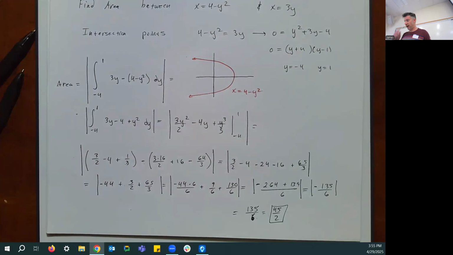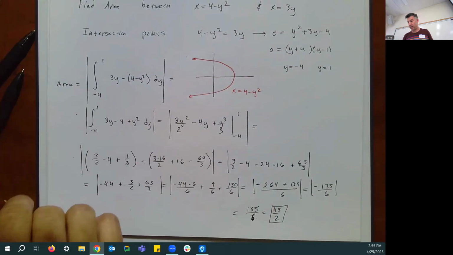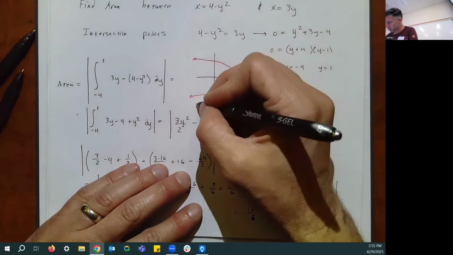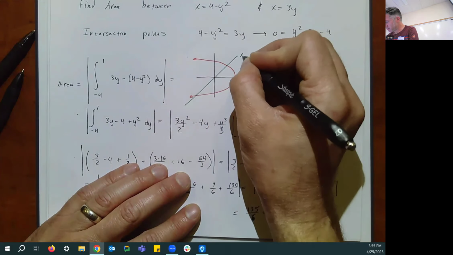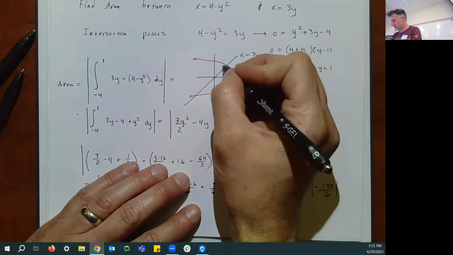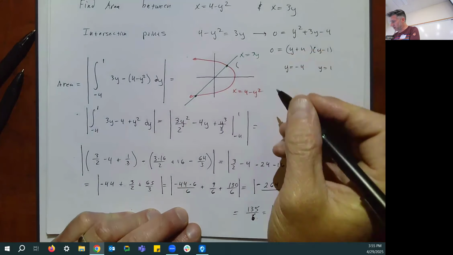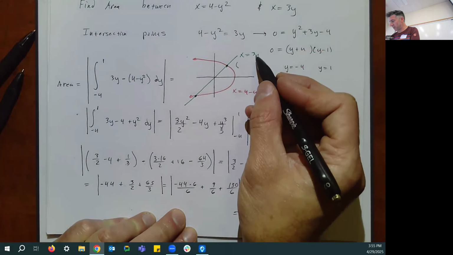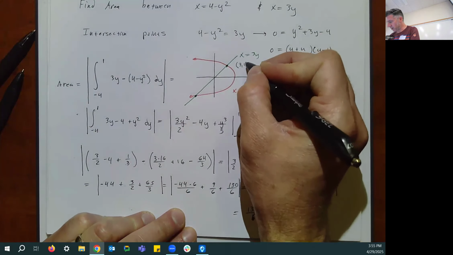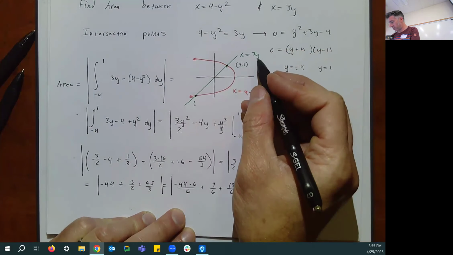And x equal to 3y, or y equal to 1/3 times x, looks like a straight line with a positive slope through the origin. And these points of intersection are the y coordinates. So if y is positive 1, x had better have been 3. And at this point, if y was negative 4, x had better have been negative 12.